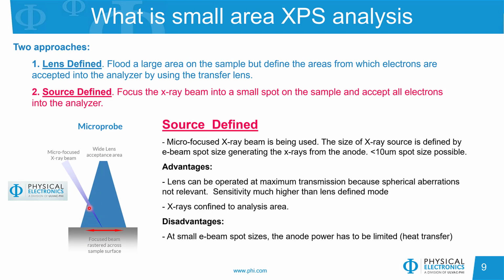And that allows us to create different strategies of rastering the X-ray beam or moving around, collecting from larger areas to mitigate the X-ray damage. The disadvantage of this approach is that when we are decreasing the X-ray beam size, the anode power is limited. So we cannot really increase our power to increase the flux of the X-ray source when we are using smaller electron beam spot sizes.